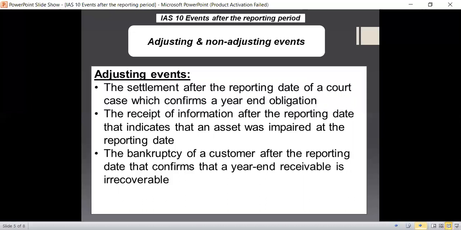Then if, for example, we have received any kind of information after the reporting date that indicates that an asset was impaired at the reporting date, then we have to adjust our financial statements. The asset was already being impaired at the reporting date. We are confirmed about that thing. But we have received the information after the reporting date. Then it means that we have to adjust that particular event.